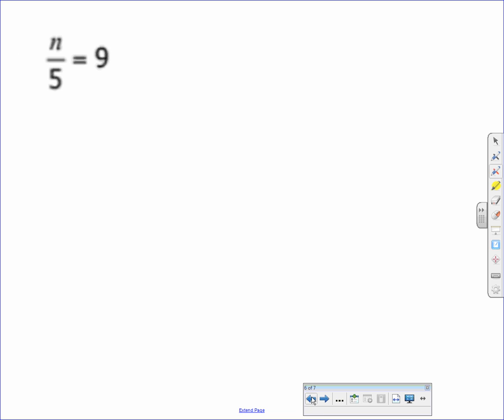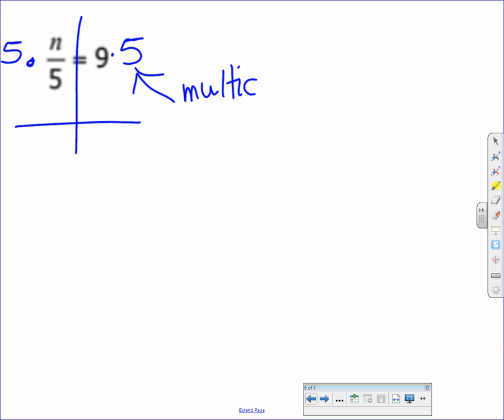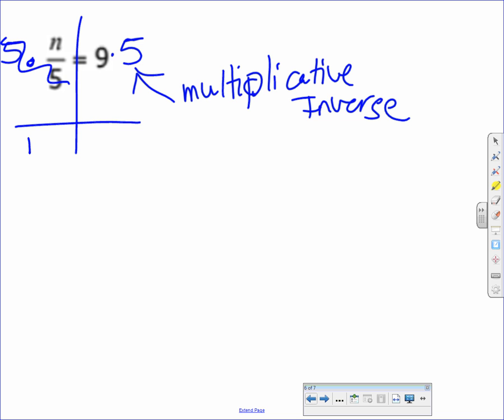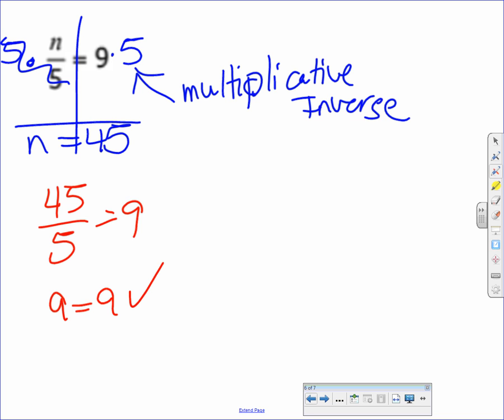All right, let's try one more. The opposite of dividing by 5 would be multiplying by 5. So if I multiply by 5 on both sides, and once again, I'm using that multiplicative inverse. And this is actually 5 over 5, so that gives me 1. 9 times 5 gives me 45. If I check my answer, 45 divided by 5 equals 9. And 9 equals 9, which is true.